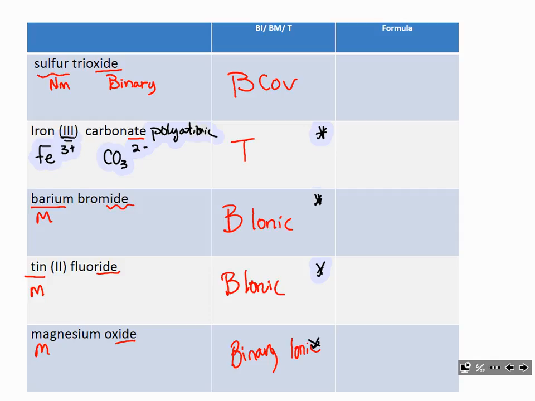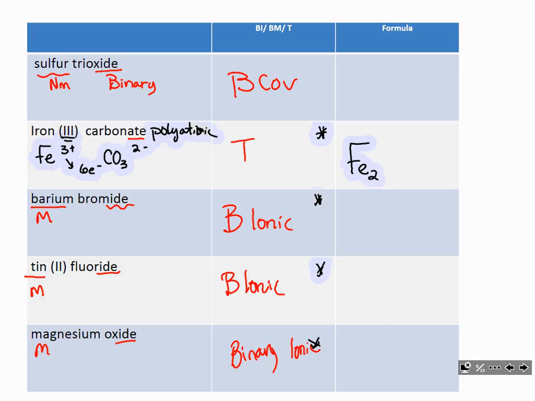So we know that the number of electrons lost by the iron must equal the number of electrons gained by the carbonate. And right now they don't. So the common factor between 3 and 2 is 6. So we need 6 electrons to be lost from the iron and 6 to be gained by the carbonate. So in order to figure out how many irons we need in the compound, we're just going to do 6 divided by 3. 6 divided by 3 is 2.